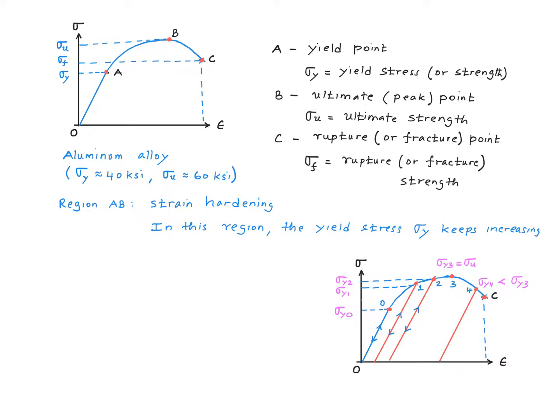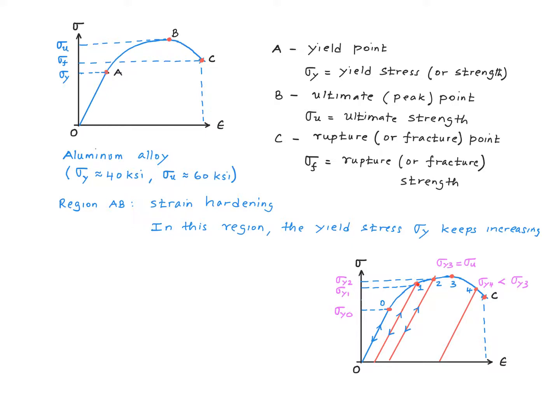And if I go to point 2 and unload it, it's going to follow a straight line path like this, and this straight line is going to be parallel to this. So all these straight lines are going to be parallel to this. If I go beyond 2, same thing is going to happen, all right? So when I unload it from point 1 and load it back, it doesn't yield until it gets to point 1, right? So what is the stress there? Well, sigma 1. Sigma 1 is greater than sigma y0. So my yield stress has effectively increased.